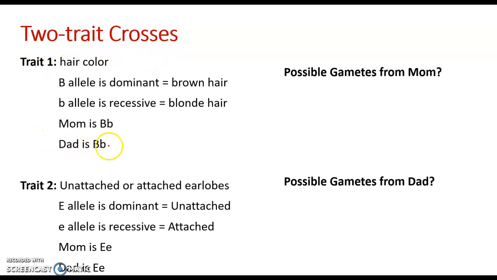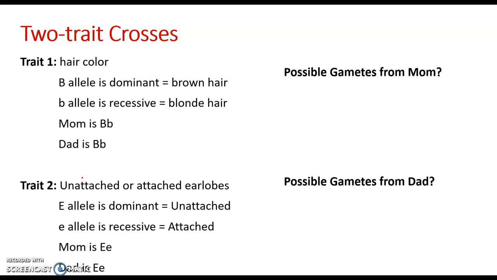Trait 1 for this cross is going to be hair color, which is a dominant allele. This is kind of a hypothetical scenario because hair color is something that's determined by multiple alleles. But for our purposes here, we're going to give it the B allele. And we're going to call the big B allele dominant, leading to brown hair, and the little b allele recessive, leading to blonde hair. And then our trait 2 is having either unattached or attached earlobes.